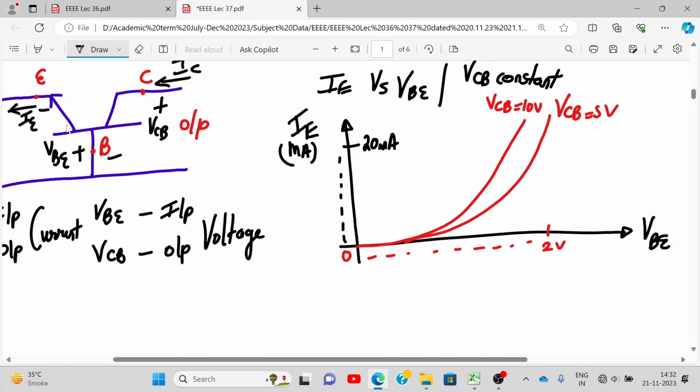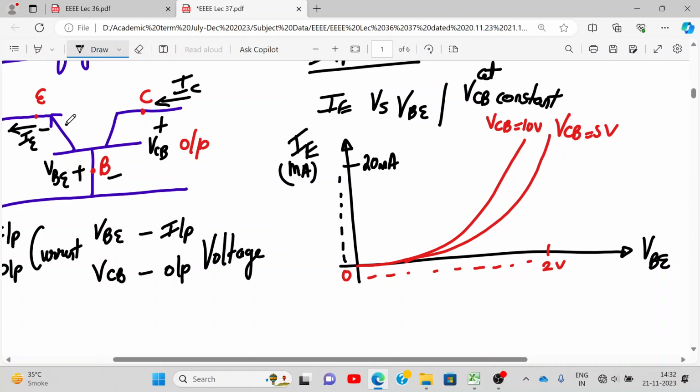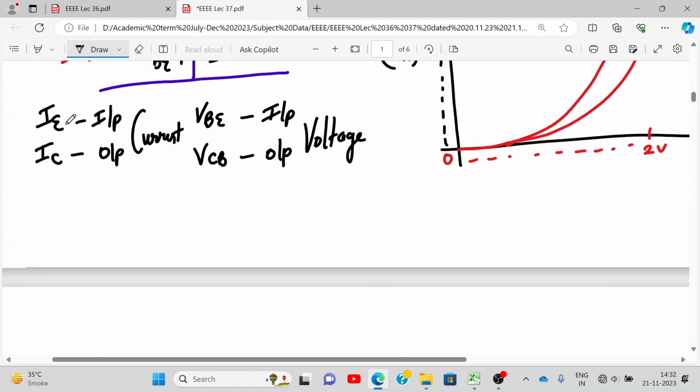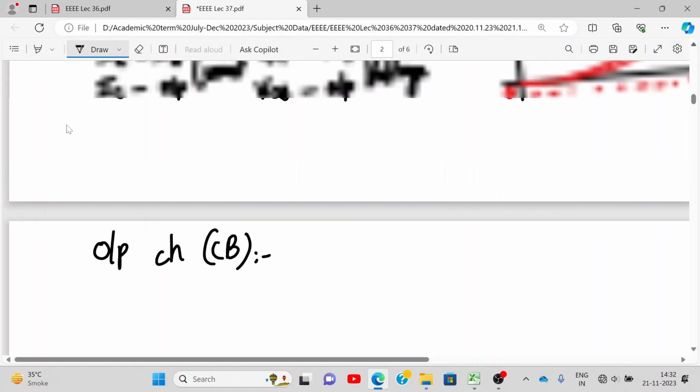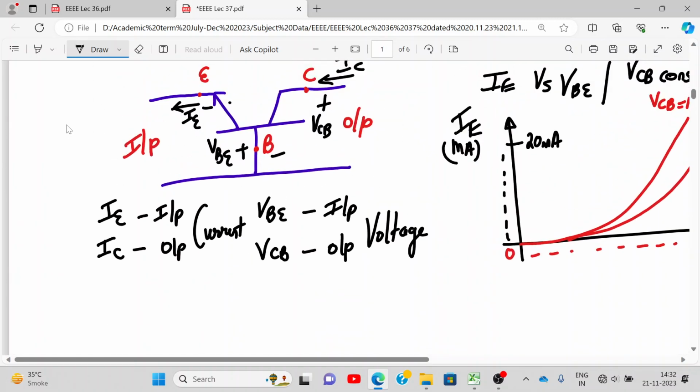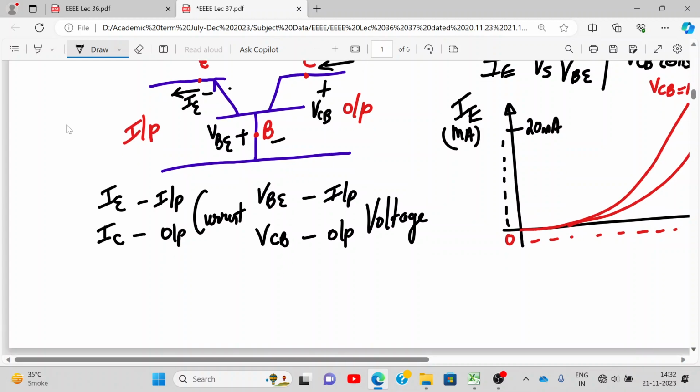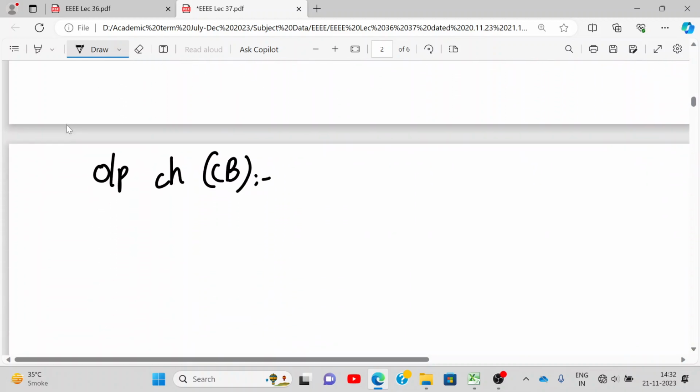Next, let us draw output characteristics of CB configuration, okay? So tell me, what is my output characteristics? Output current IC versus output voltage VCB at a constant input current. So please mark, it will be IC versus, come on, tell me, IC versus VCB at constant IE.